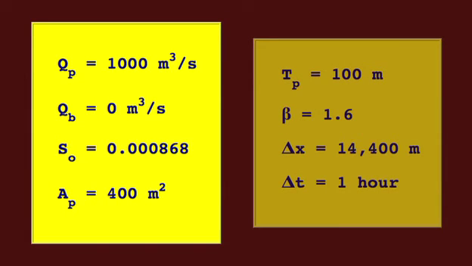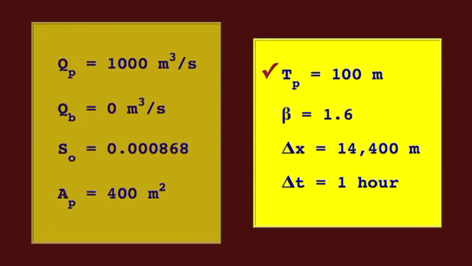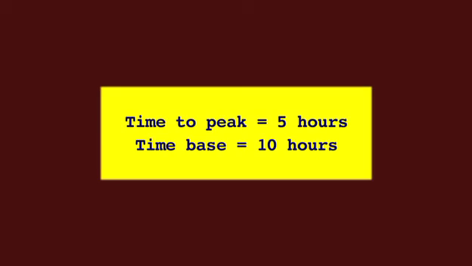Assume an inflow hydrograph with peak flow 1000 cubic meters per second, base flow 0 cubic meters per second, bottom slope 0.000868, peak flow area 400 square meters, peak flow top width 100 meters, rating exponent beta 1.6, reach length 14,400 meters, and time interval 1 hour. The time to peak is 5 hours and the time base is 10 hours.